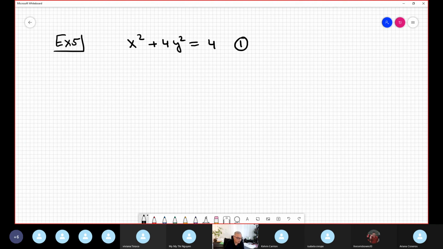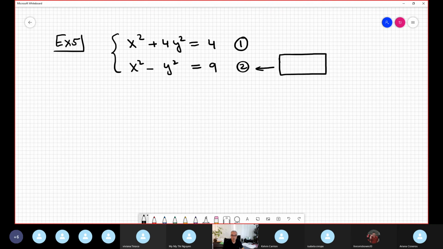Equation 1, nonlinear. X squared minus y squared equal 9, no? It's 9? Yeah, it's 9. Also nonlinear, two nonlinear equations. Remember, when you have two nonlinear equations, never substitution. Maybe elimination. Well, okay, take advantage. One is positive, one is negative, and you multiply the equation number 2 by positive 4.